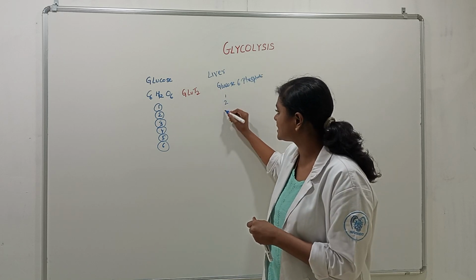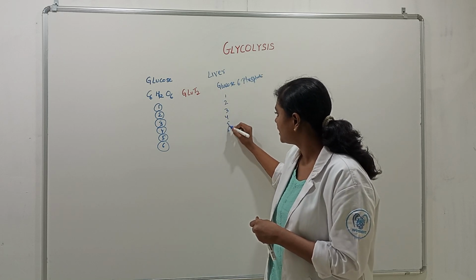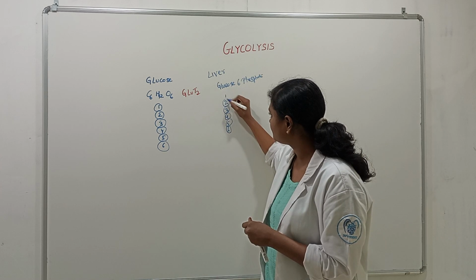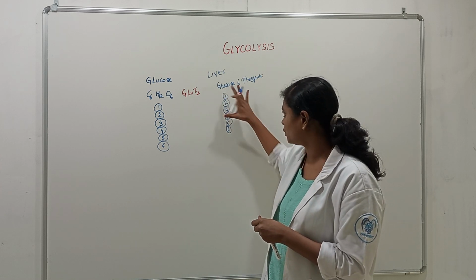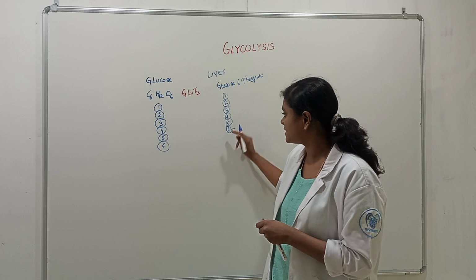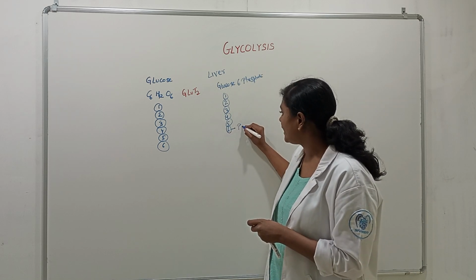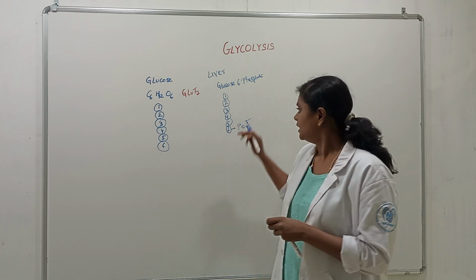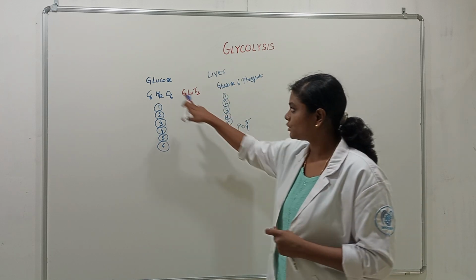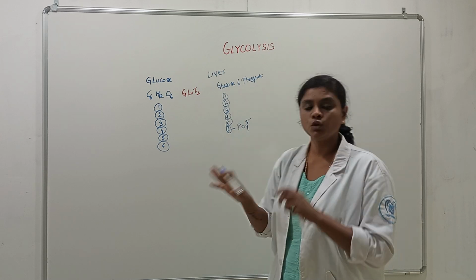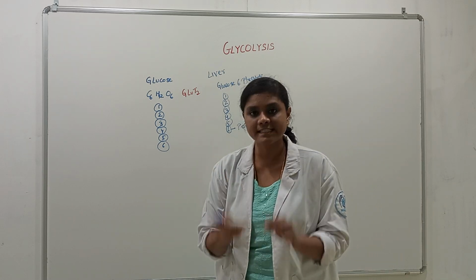So we have these 6 carbon atoms, right? These 6 carbon atoms, this is your core structure of glucose. In the 6th carbon position, we have a phosphate here. So this is glucose 6-phosphate. So glucose is getting converted into glucose 6-phosphate to make it stable.